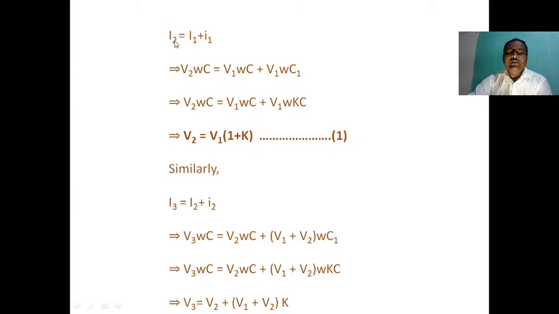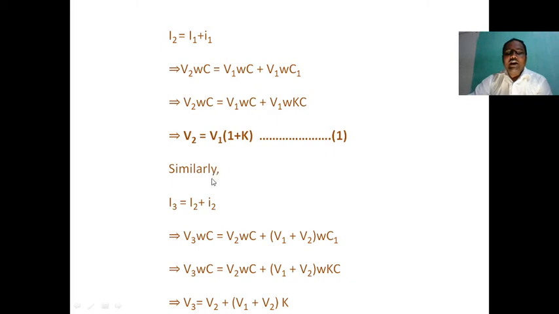Already we know the charging current formulas: V2 omega C is equal to V1 omega C plus V1 omega C1. So V2 omega C is equal to V1 omega C plus V1 omega C1, which can be replaced with Kc. Already we know K is equal to C1 by C. Taking V1 as common, we get V2 is equal to V1 of 1 plus K. This is the first equation.